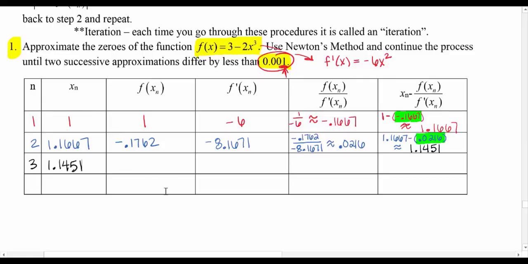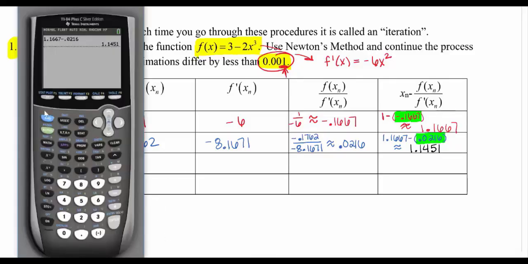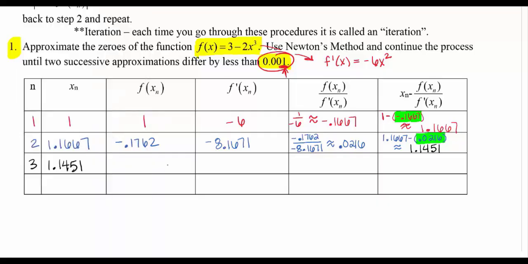But when I go to my table now, a lot is ready for me. So I go to my table, I calculate 1.1451, and I can look at these values. So negative 0.0030.